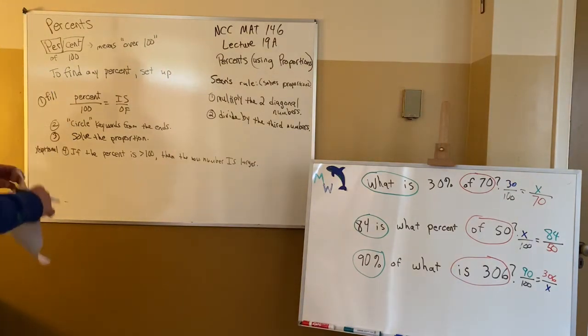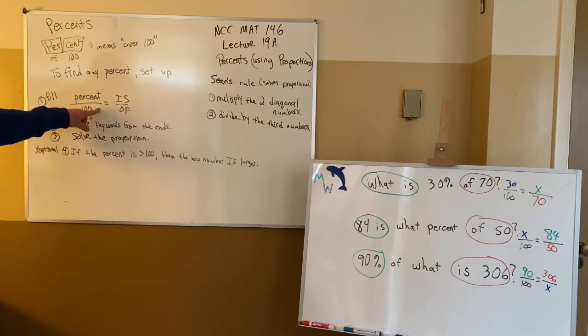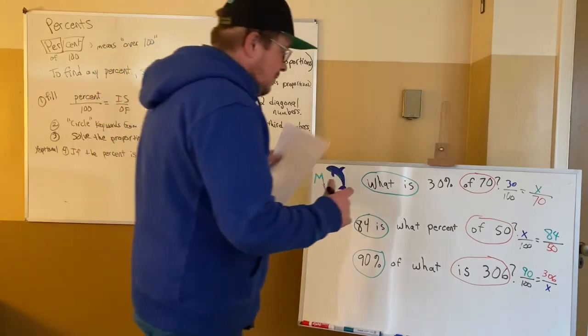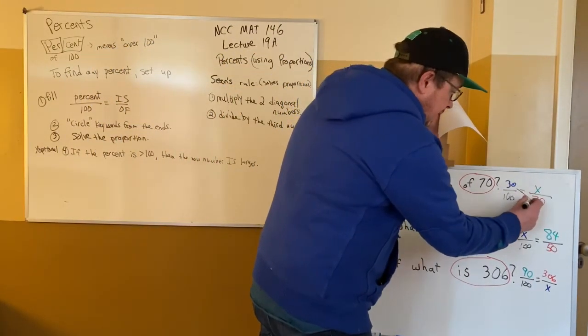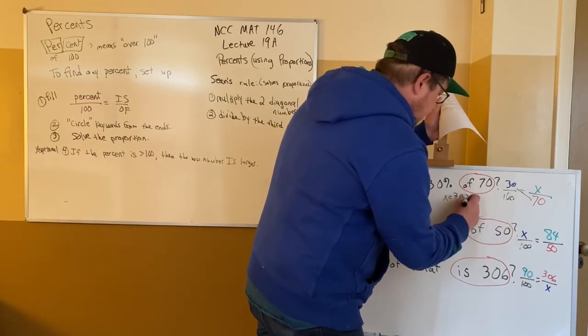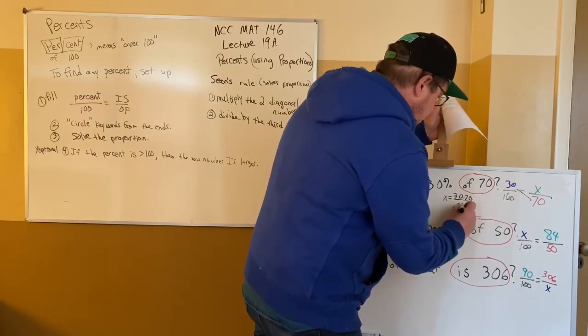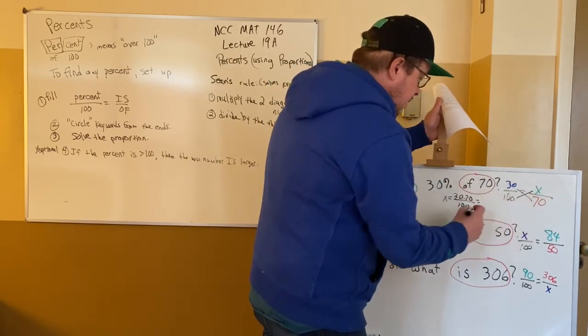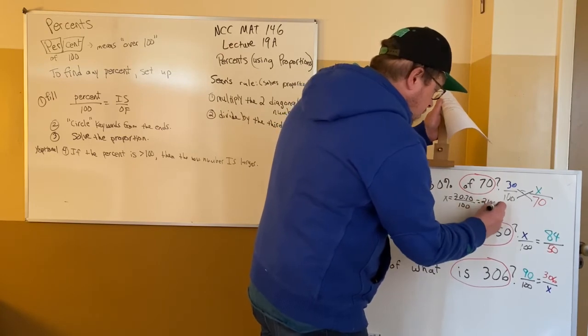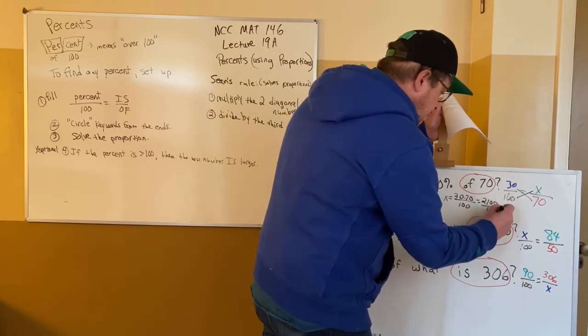So I've done this, which I call circle keywords from the ends. That's how I set a percent over 100 equals is over of. These percent, is, and of are left blank, known to be filled with two numbers and an X. Circling the keywords tells you which goes where. Solve the proportion. All right, here's what Sean would tell me to do. He would say X equals, diagonally I got 30 and 70, so I go 30 times 70 over the 100. What I could say in a class that didn't have calculators is which do I divide by, and you should be able to tell me 100. That's 2100 over 100, and that's 21.